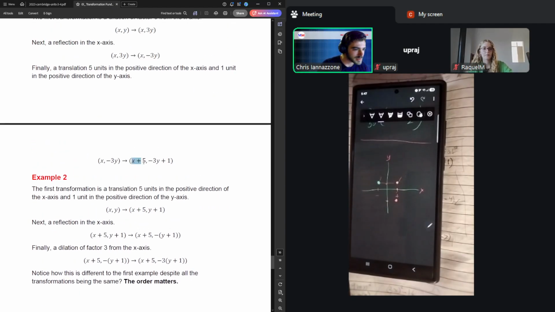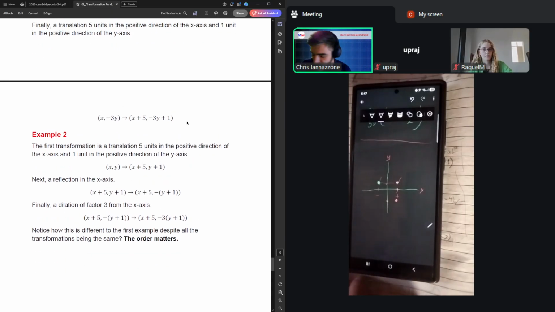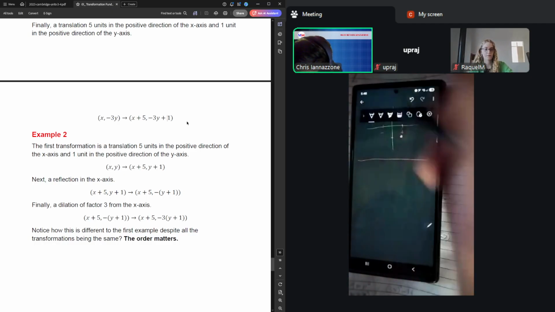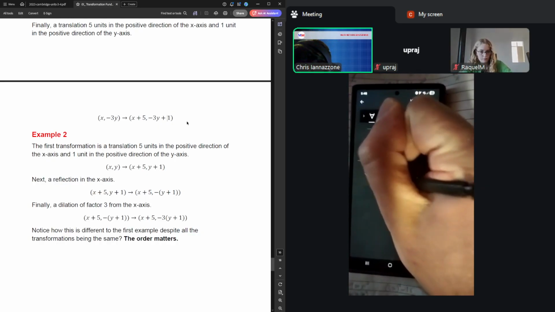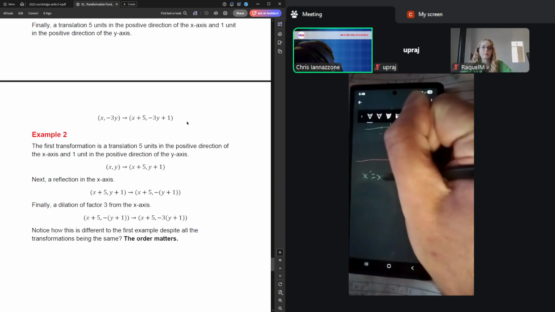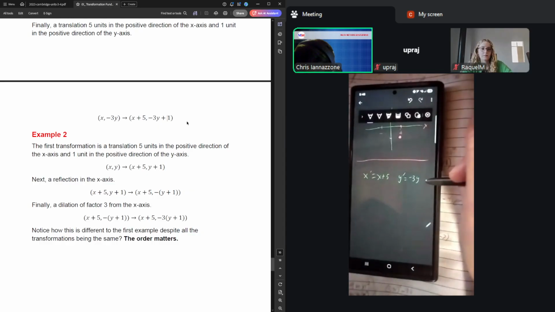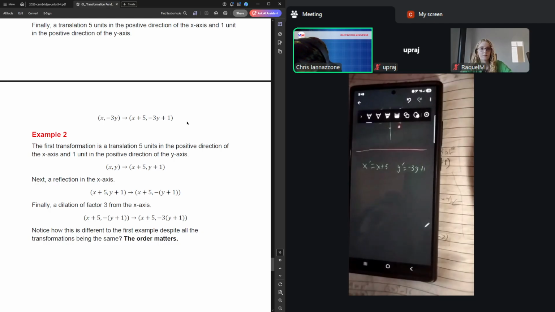I've done this so many times and I've still not bothered to put the actual follow-up on that. So let me do that live right now on the handwritten bit. What that would now look like is we would say x dash is equal to x plus 5, and the y dash is equal to minus 3y plus 1. That gets us our x dash, y dash.